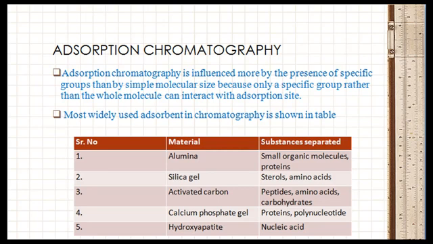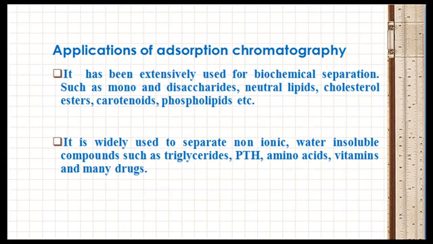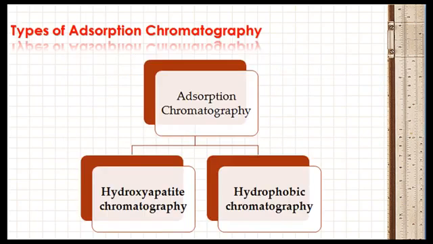Applications of chromatography: it has been extensively used for biochemical separation such as mono and disaccharides, nucleic acids, neutral lipids, cholesterol esters, carotenoids, phospholipids, etc. It is widely used to separate non-ionic water-insoluble compounds such as triglycerides, PTH, amino acids, vitamins and many drugs. Types of adsorption chromatography: there are broadly two types, hydroxyapatite chromatography and hydrophobic interaction chromatography. We'll discuss them one by one.